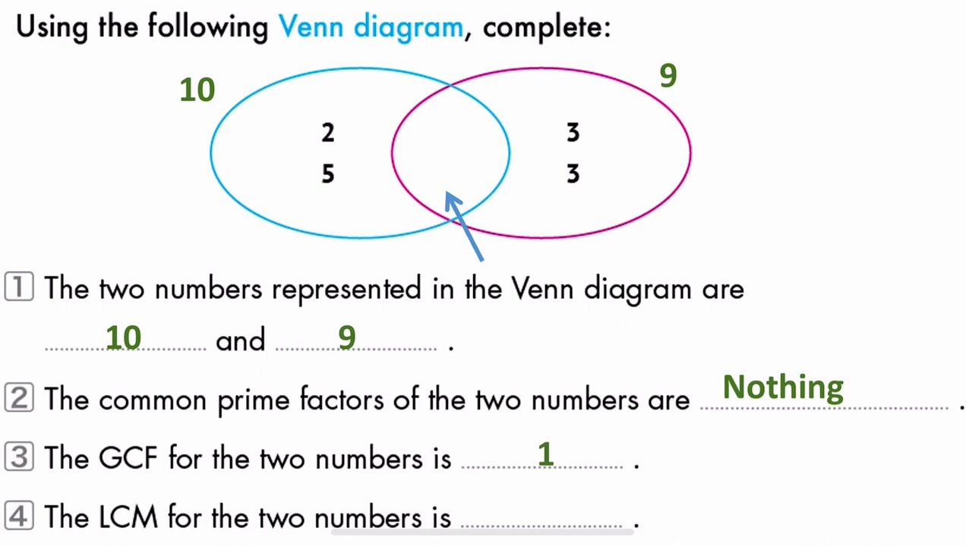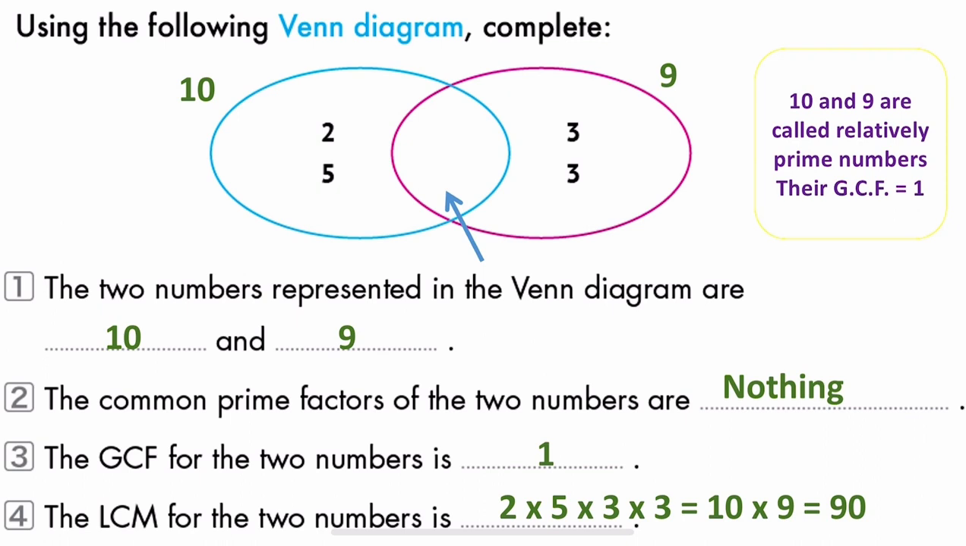If we want to find the least common multiple, we multiply all the numbers: 2 times 5 times 3 times 3. Now 2 times 5 is 10, and 3 times 3 is 9. So 10 times 9 is 90. So the least common multiple for the two numbers is 90. So we can say that 10 and 9 are relatively prime numbers because their GCF is 1.